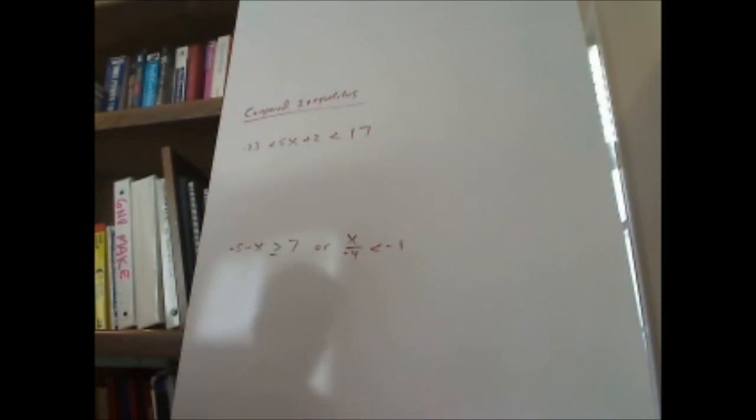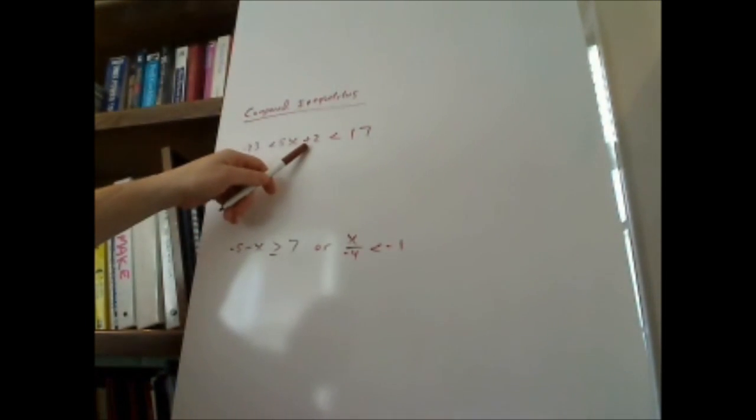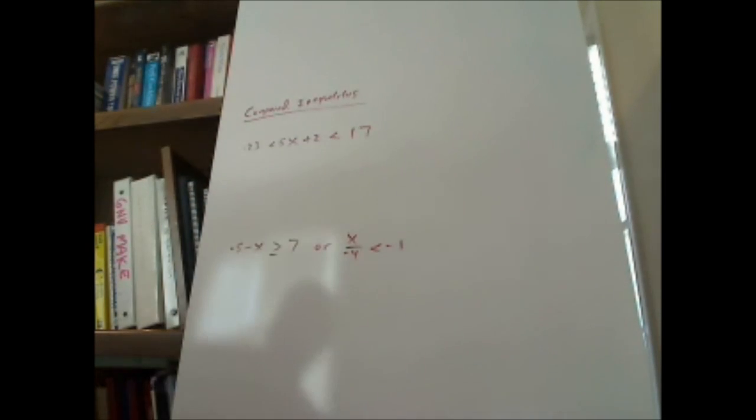Okay, the next thing here would be solving compound inequalities. And the first question I have here is minus 23 is less than 5x plus 2, which is less than 17. Okay, so what do we do? How do we solve these funky equations?